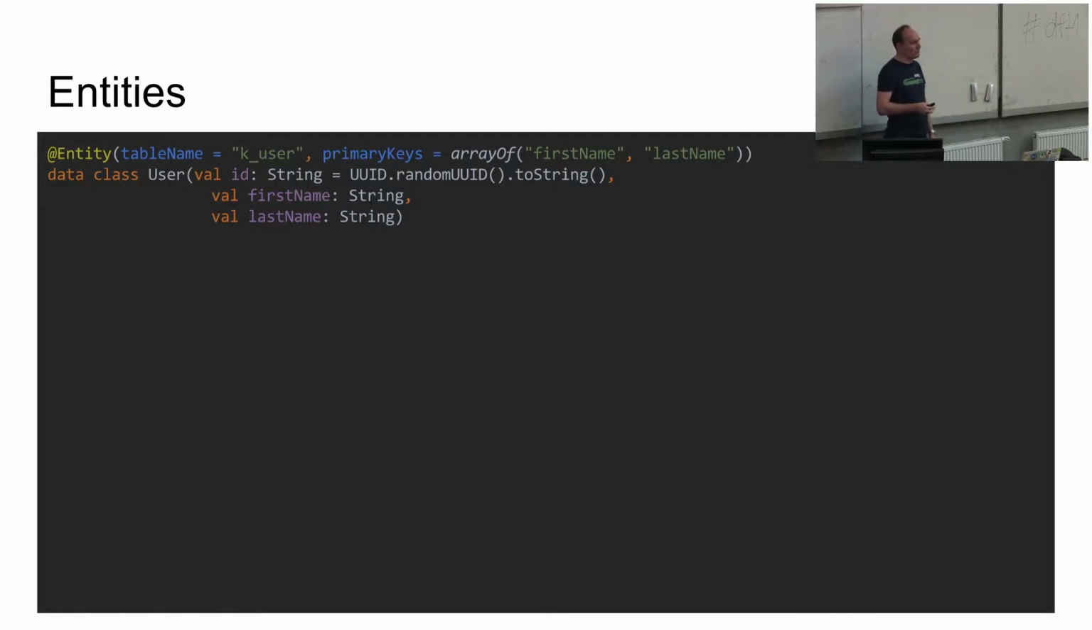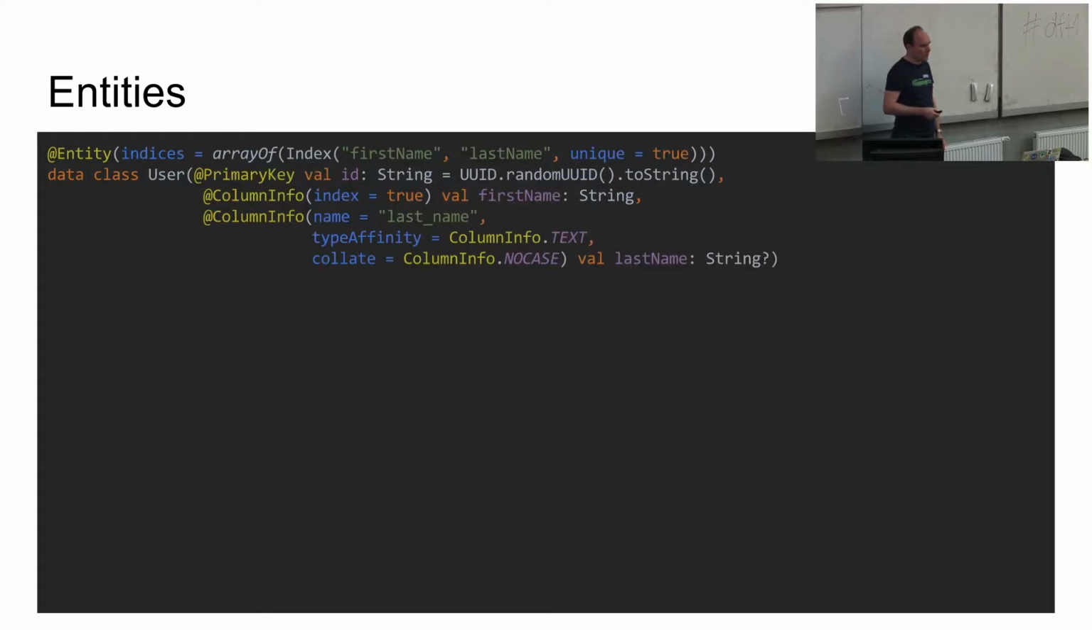There's also an option to specify the primary key in a different way. In this case, we have a composite primary key, so the primary key consists of multiple fields. And Room just allows this because it's possible in SQLite as well. There are more things that you can specify. You can specify your indices. So to optimize database performance, you might need some indices. And you can do that in two ways.